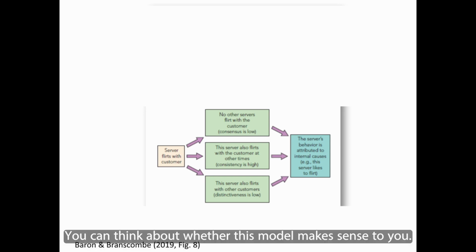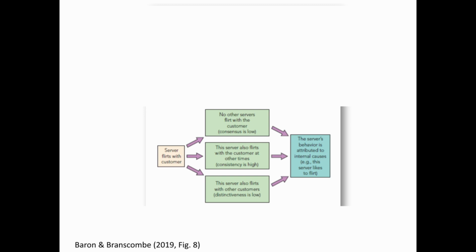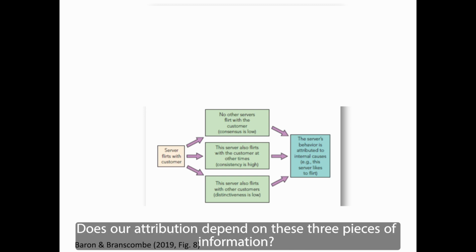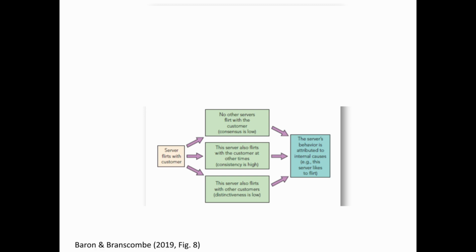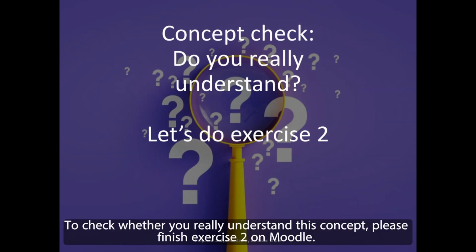You can think about whether this model makes sense to you. Does our attribution depend on these three pieces of information? To check whether you really understand this concept, please finish exercise 2 on Moodle.